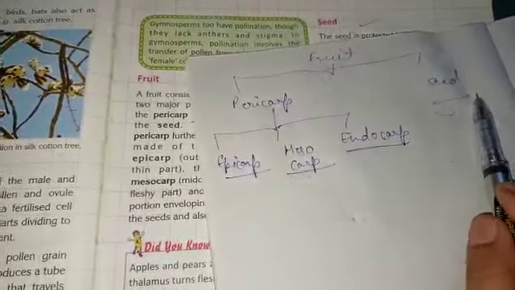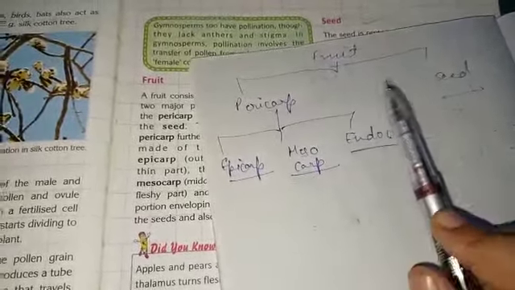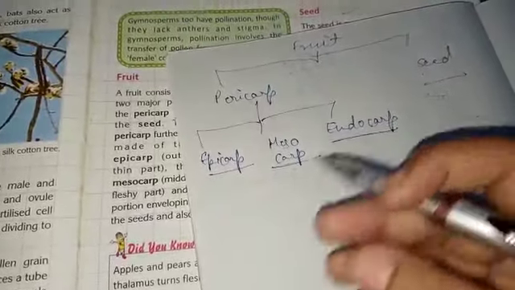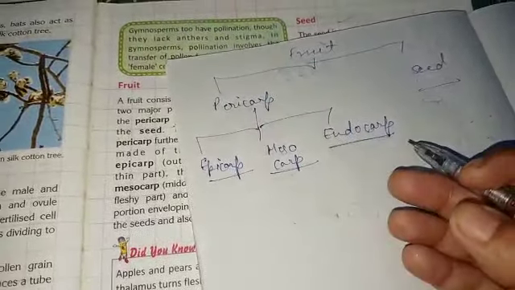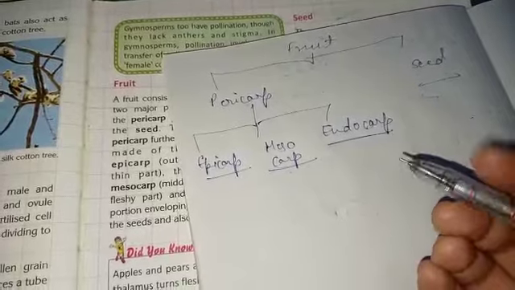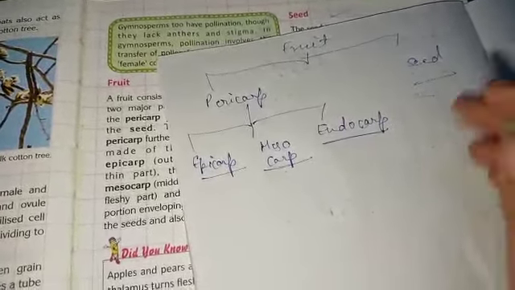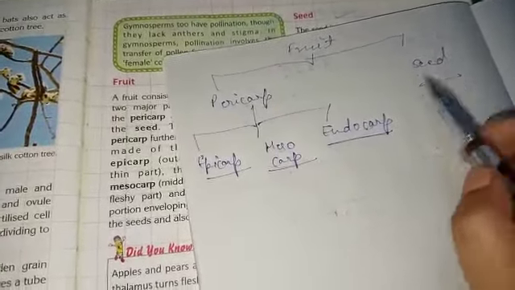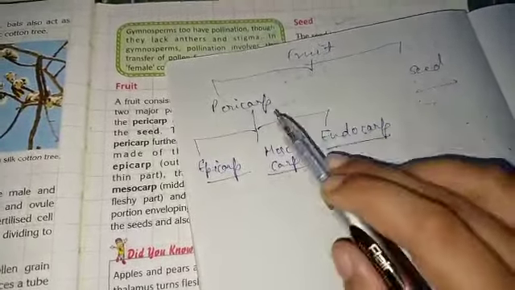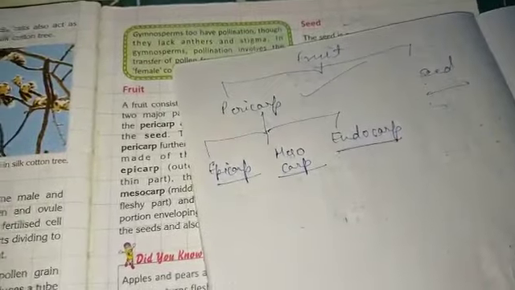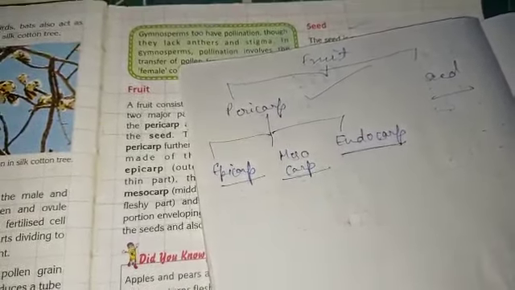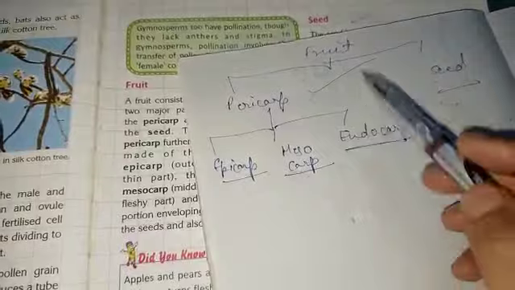Fruits protect the seed and they also help in dispersal of seed. Students, if the seeds are not scattered, then how will the plants grow, right? To grow plants at different places, scattering of seeds is necessary, no? So how does the scattering of seeds take place? With the help of fruits. Because people from different areas come and pluck the fruit.